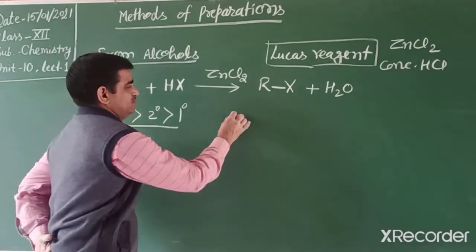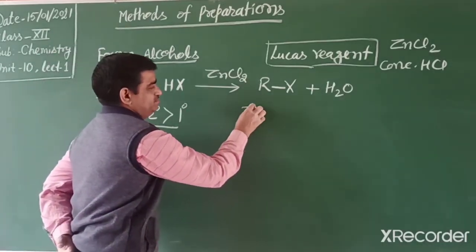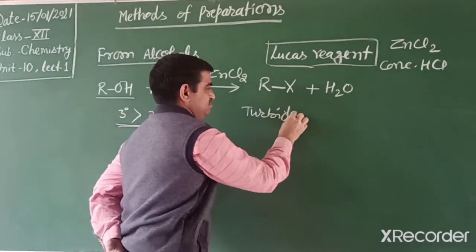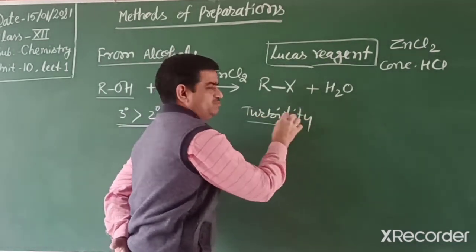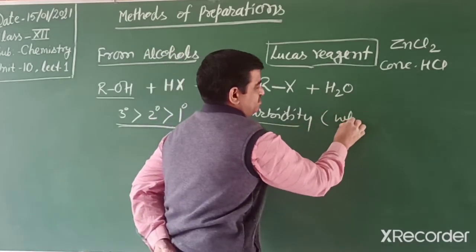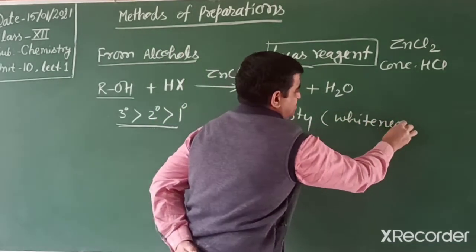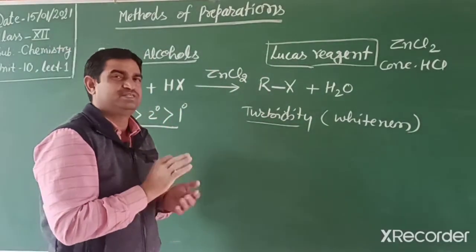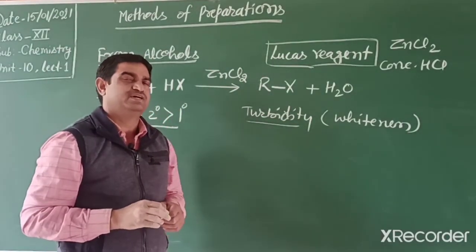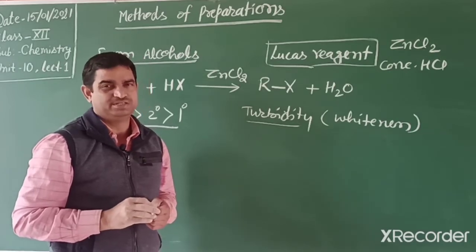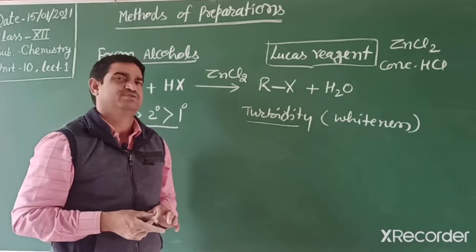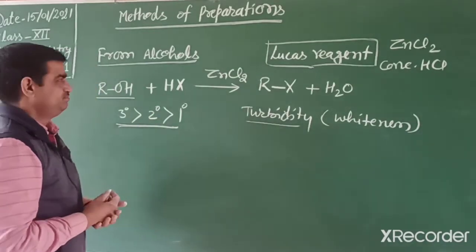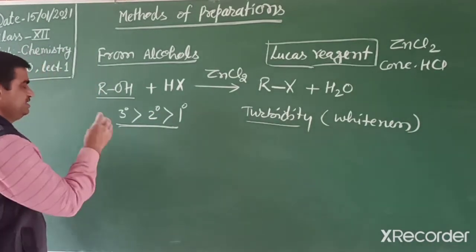In this reaction, turbidity comes. What do we mean by turbidity? Turbidity means whiteness in the reaction mixture. This way we can easily identify the reaction and distinguish different alcohols, 1 degree, 2 degree, 3 degree. We will discuss this in the alcohol chapter also. So that is one method. The other one is phosphorus halides.